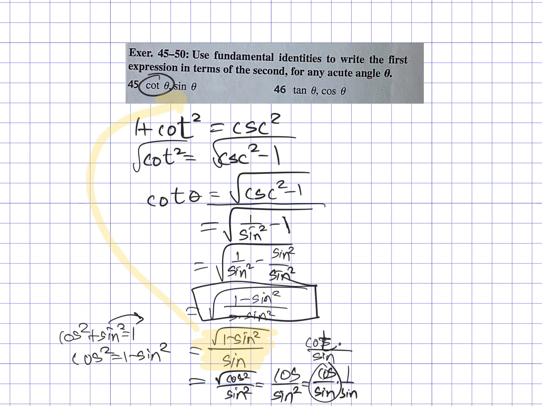To put it in terms of sine only. So once I introduced the cotangent, I defeated what it was doing. All right, so let's go on to 46 and try to do the same thing.